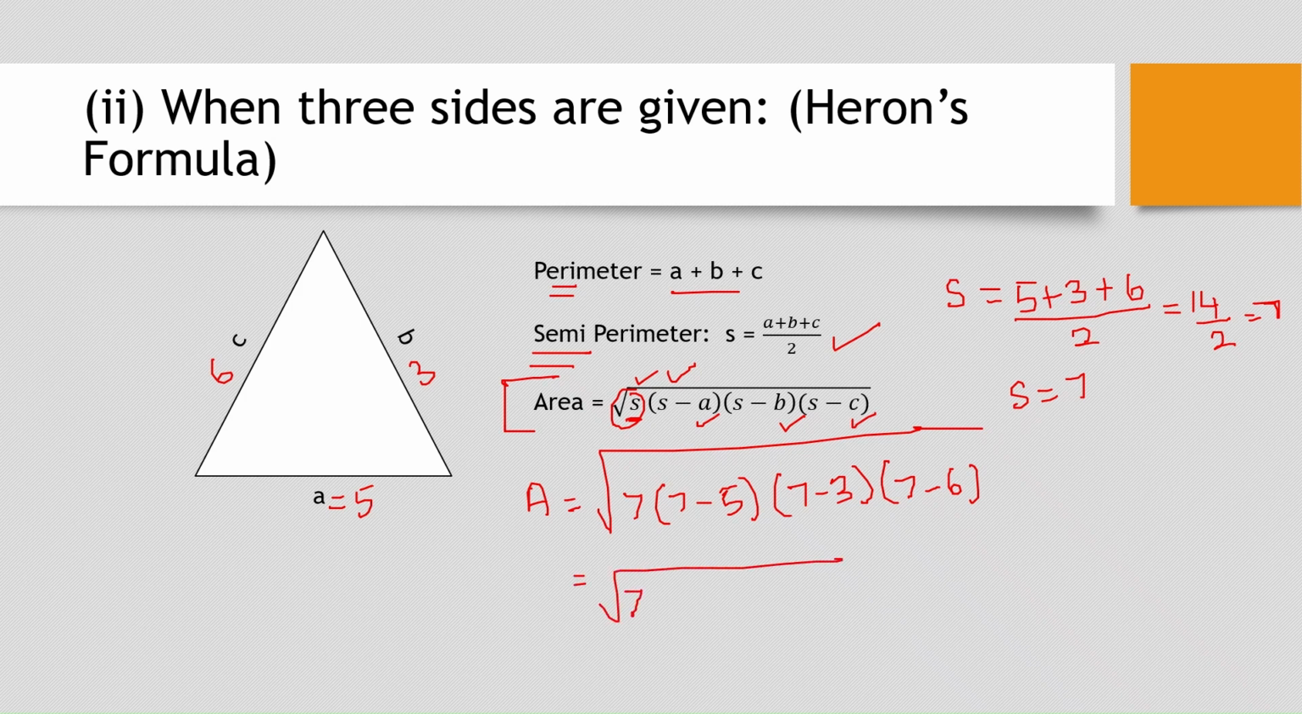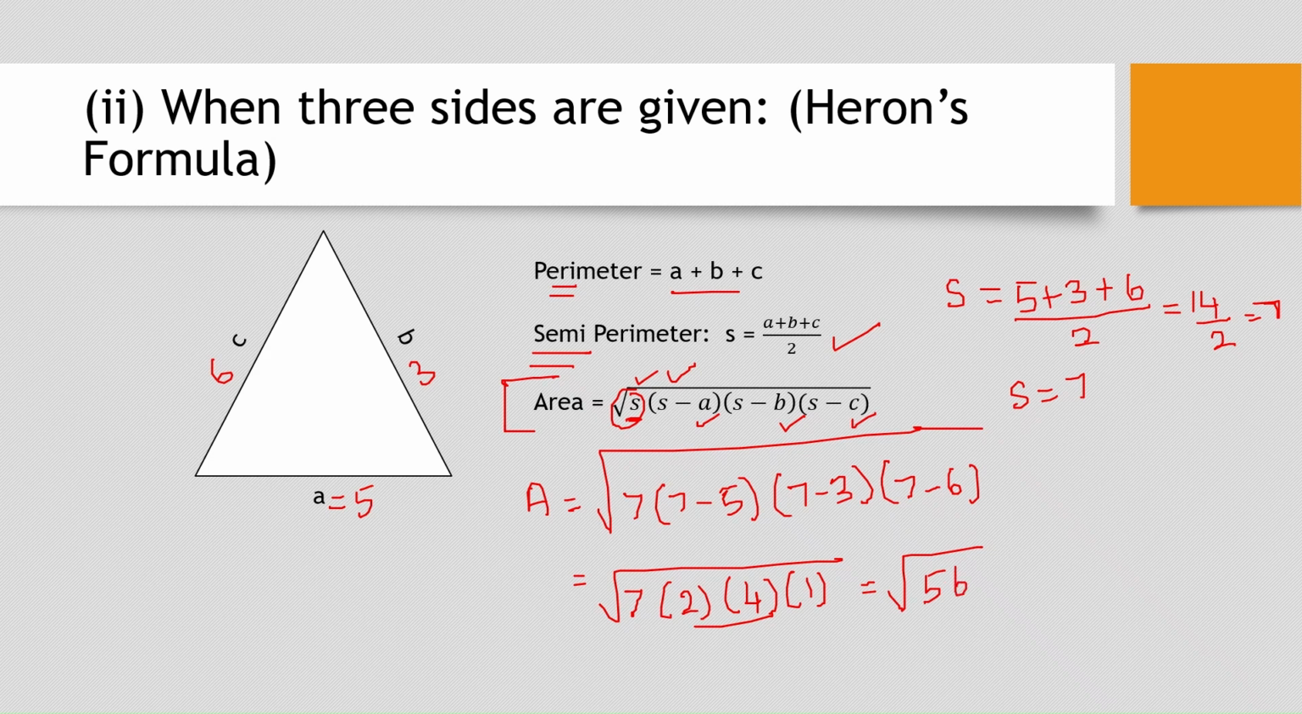So let the 7 be 7 itself. And what is 7 minus 5? It's 2. What is 7 minus 3? It's 4. 7 minus 6 is 1. Now multiply all the things which are inside the square root. 7 into 8, right? So 2 into 4 is 8. So 7 eights are 56. So it is root 56.